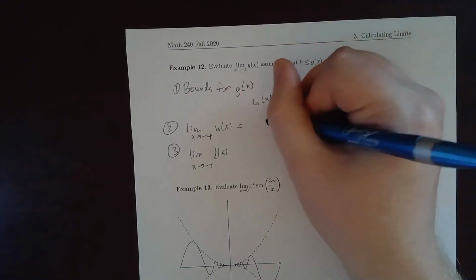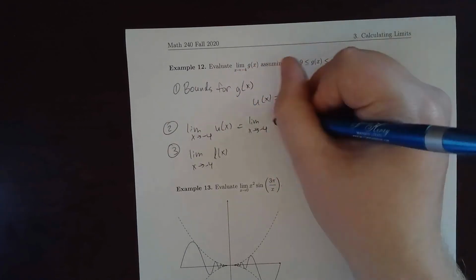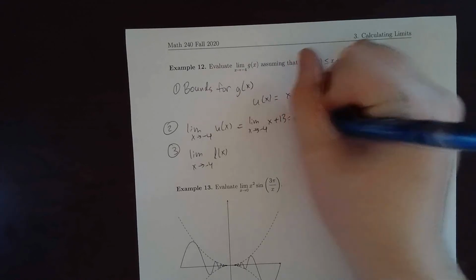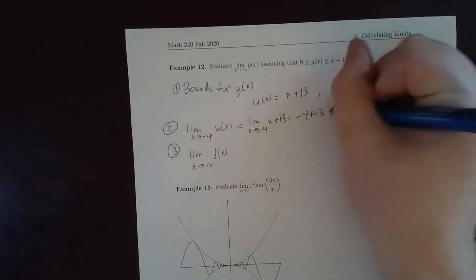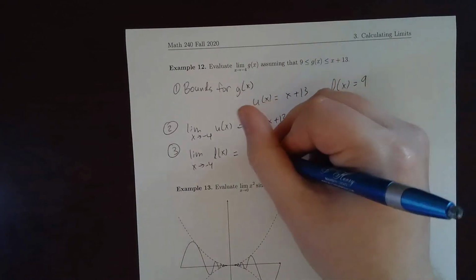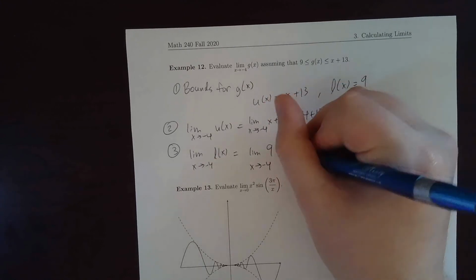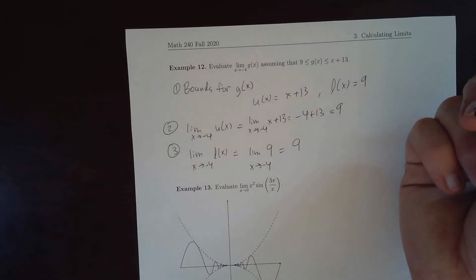So for the upper function, that's the limit as x approaches -4 of x plus 13, which is just negative 4 plus 13, which is 9. And for our lower function, that's the limit as x approaches negative 4 of 9, which is 9.